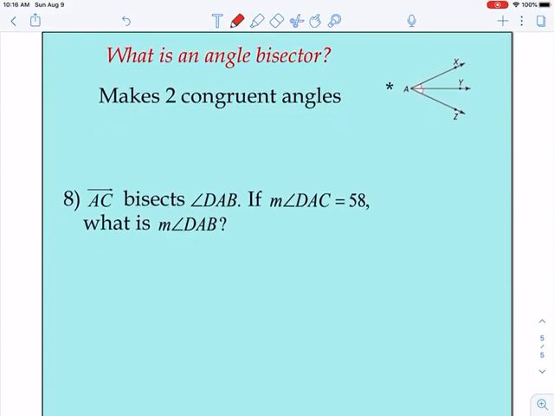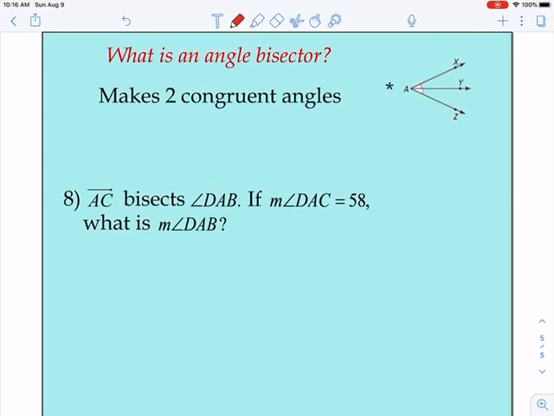Okay, so an angle bisector. Again, we think of the word bisector as the word cuts. So what happens is the angle bisector is going to cut that angle into two congruent angles. So we have AC bisects angle DAB, and if the measure of angle DAC equals 58, what is the measure of angle DAB? So first of all, I like to have a picture so I know what's going on.